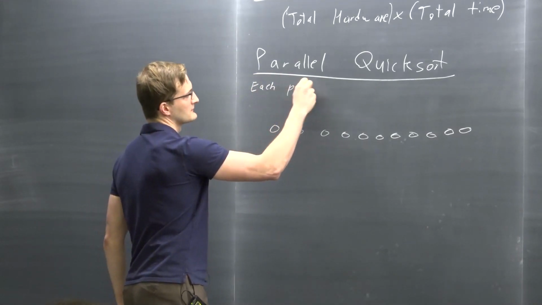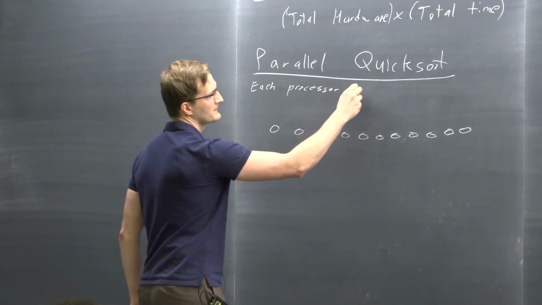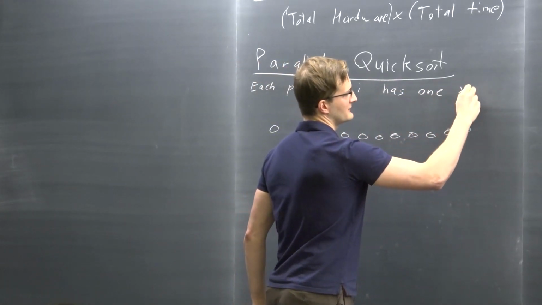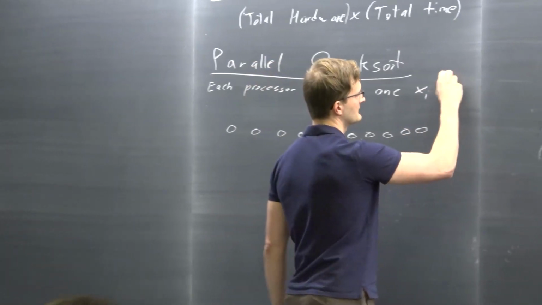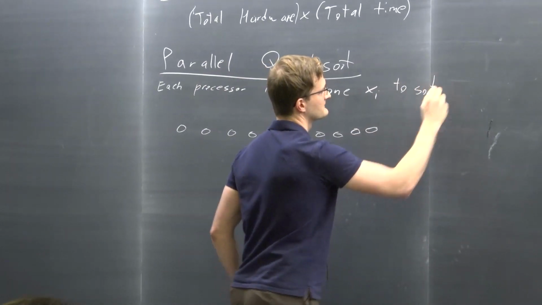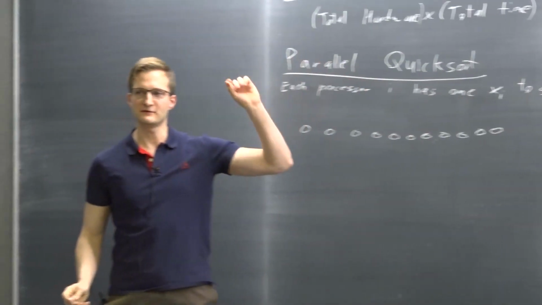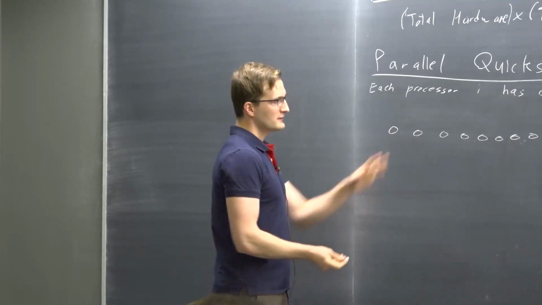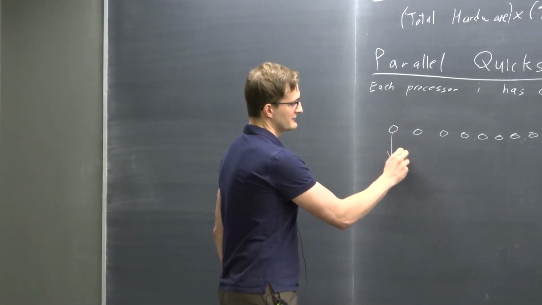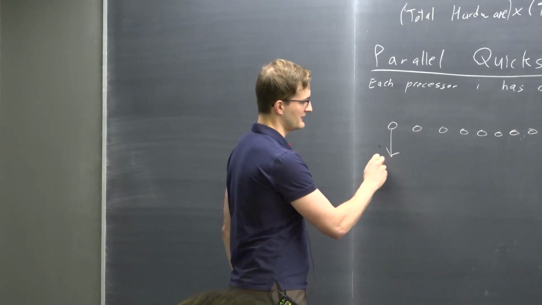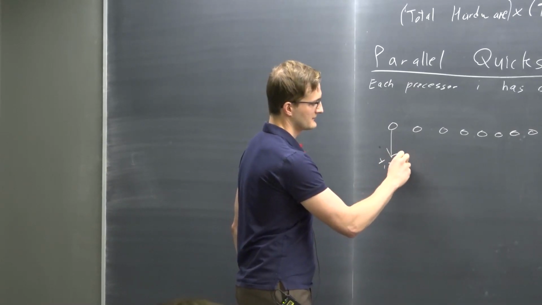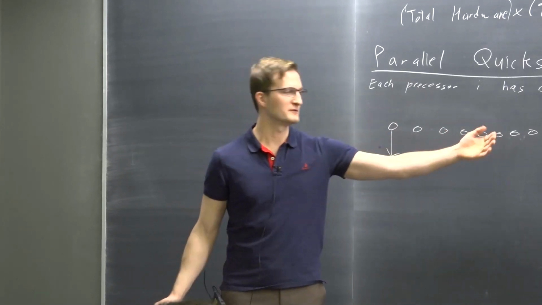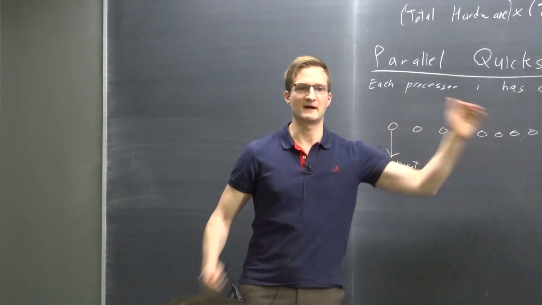each processor i has one element, let's call it xi, to sort. So we've got some list of n elements, and I'm assuming we have n processors and one element per processor. So what we can do is pick a random processor, let's say the first one, and let's say that x1 gets to be the pivot. The way quicksort works is you compare everything to the pivot, move everything less than the pivot to the front, greater to the back, and then recurse.